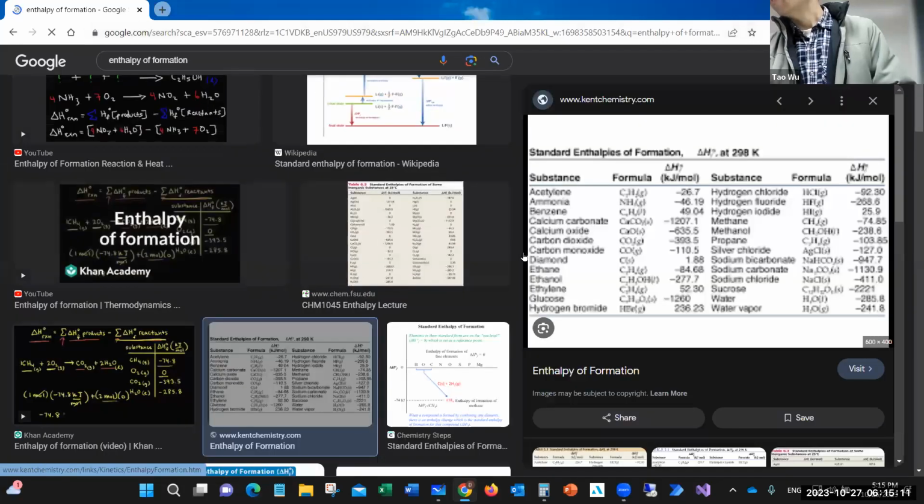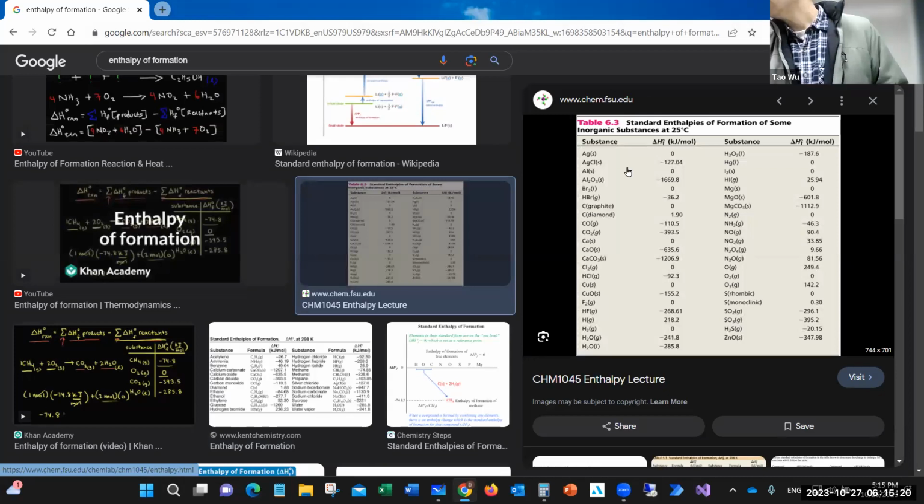And this is one. Generally, those are the enthalpy of formation of certain compounds. Silver is 0, silver chloride has a number for the enthalpy of formation. Aluminum solid is 0, aluminum oxide is going to have a number of formation. Bromine liquid is 0, and HBr has a number. I'm just showing you where this number is coming from.